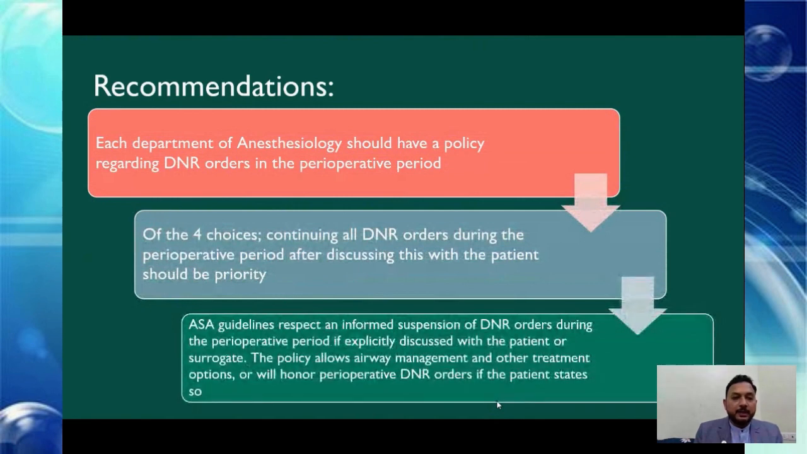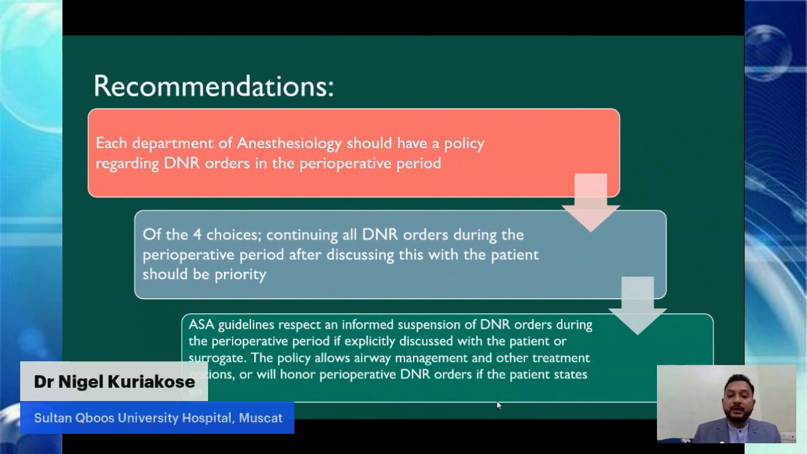So to summarize, each department of anesthesia and ICU should have a policy regarding DNR orders in the perioperative period. Of the four choices, continuing all DNR orders during the perioperative period after discussing this with the patient or the surrogate should be priority. And ASA guidelines respect an informed suspension of DNR orders during the perioperative period if explicitly discussed with the patient or surrogate and if they agree. The policy allows airway management and other treatment options, as already I mentioned, and it will also honor perioperative DNR orders if the patient specifically states so.